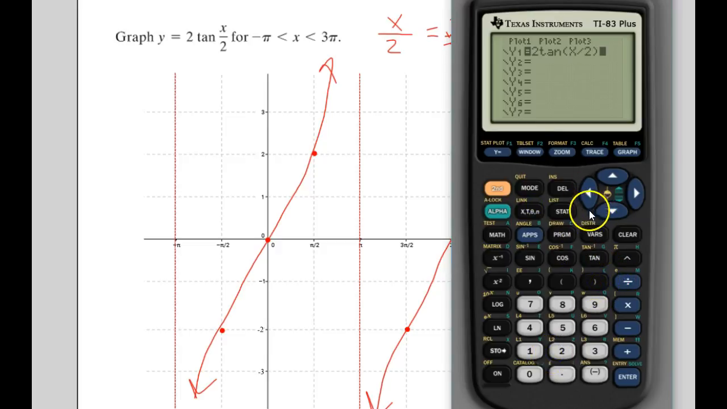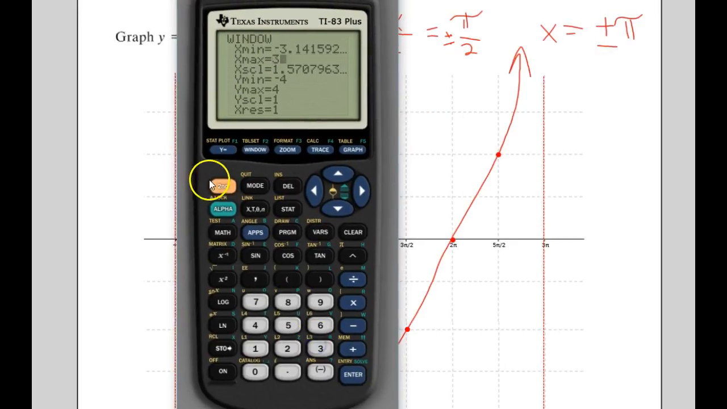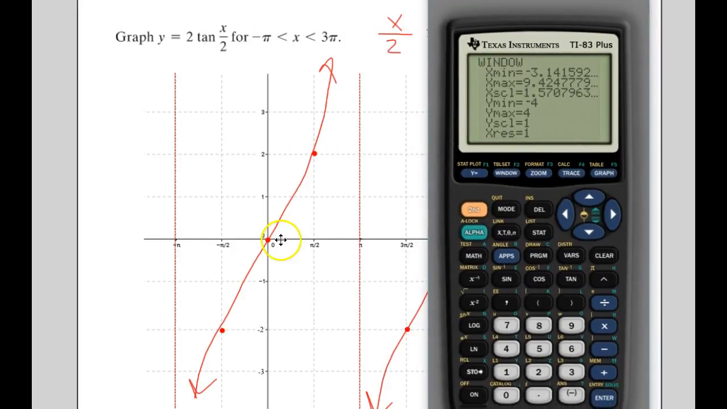Alright, and then I can make my window go from negative pi to 3 pi, and make my tick marks pi over 2, the way I have it written on here. Alright, and then make my y minimum. It looks like negative 4 and 4 is good again.